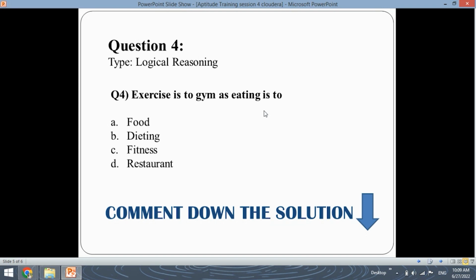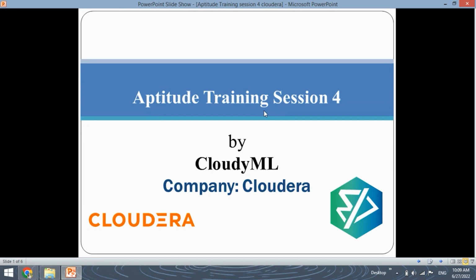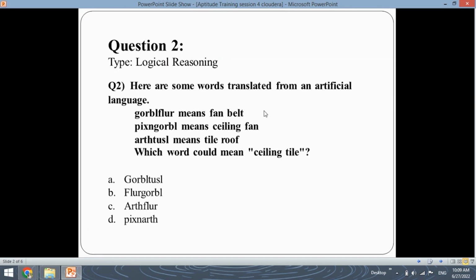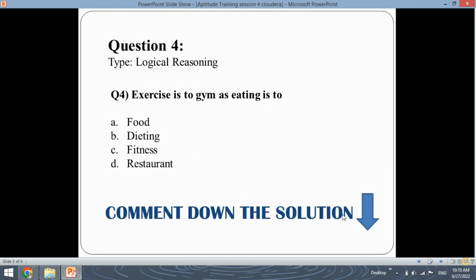Okay, so we have covered 3 questions asked by the company Cloudera in its aptitude round. I hope you have understood all these questions. Do practice it on your own.